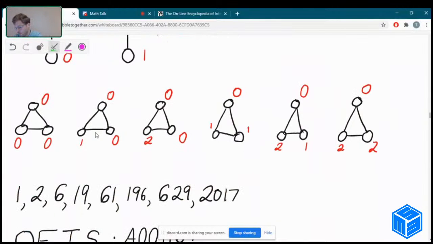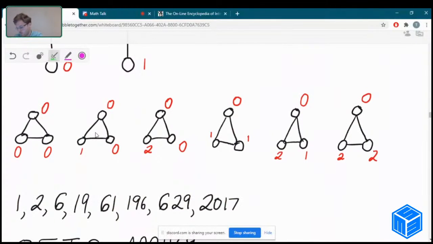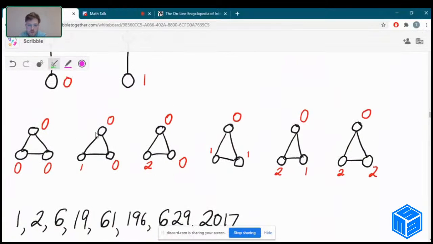And this is just me 4 years ago writing down everything that I could and trying to generate a sequence of numbers. So this is the sequence that I managed to generate by hand: 1, 2, 6, 19, 61, 196, 629, 2017. Sometimes that does you some good, sometimes it's completely useless.